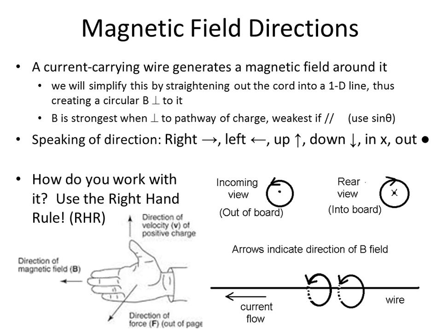So now that we understand this directional thing, we have to use these symbols, because drawing three-dimensional fields and forces on a two-dimensional surface is very difficult for most people. To demonstrate this, we're going to use the right-hand rule, the RHR.